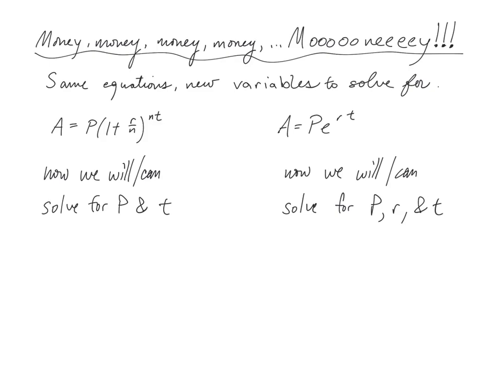And for the continuously compounding equation, we can now solve and will solve for P, r, and t. Mostly because we have to get the variable out of the exponent. You can see t is in the exponent and r and t here are in the exponent. And we will have to use logs to get them out of the exponent. Let's look at some examples.